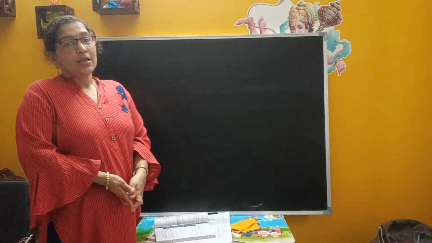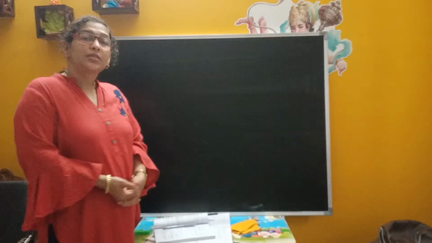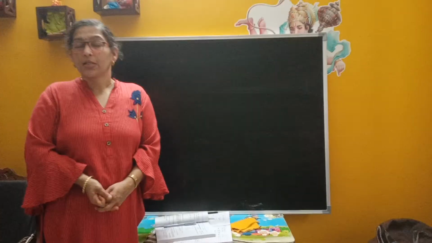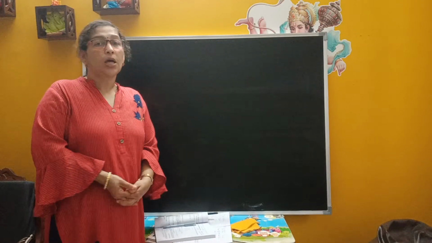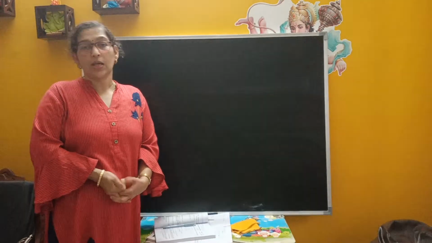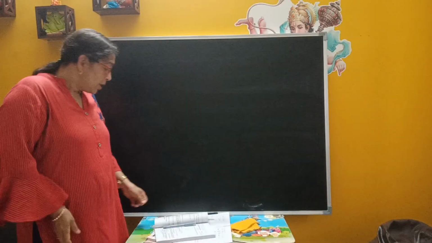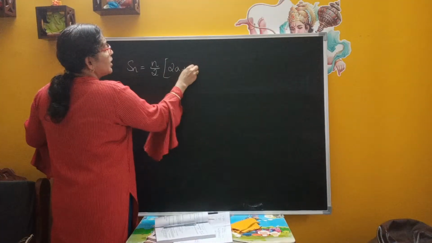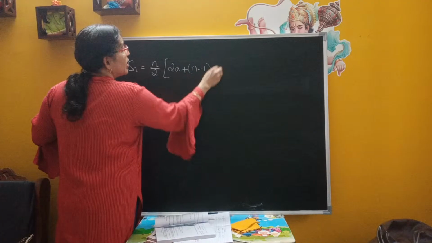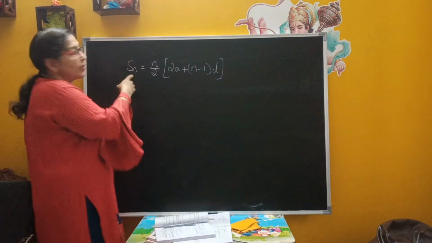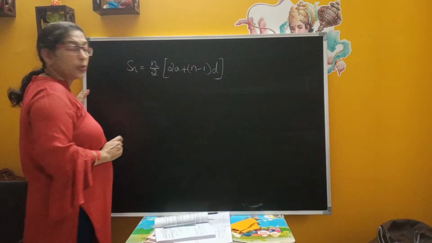In the previous class, we were solving problems in exercise 5.3 on arithmetic progressions. In that exercise, we were discussing the problems to find the sum of n terms in an arithmetic progression. We have discussed the formula, that is Sn is equal to n by 2 into 2a plus n minus 1 into d, to find the sum of n terms in an arithmetic progression.